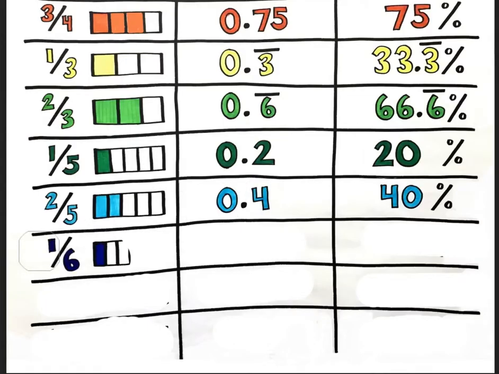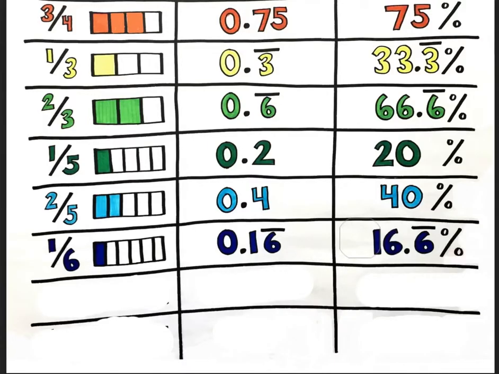The next common one to look at is going to be 1/6. Again, 6 equal size pieces with one of them shaded in. Our decimal equivalent is going to be 0.16 with a bar over the 6, because that means that that 6 is going to continue on forever and ever. And here, since it does continue on, even though we don't see it here, we can imagine there'll be another 6 after it. That's how you can write 16.6 with the bar over the 6 here also. So 1/6 is the same thing as about 16.6%.